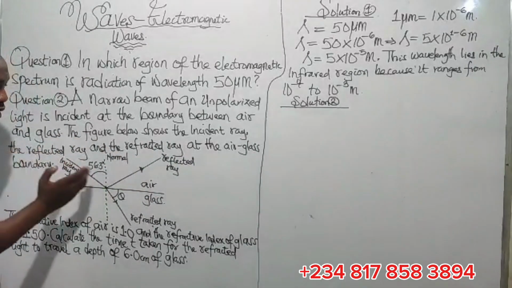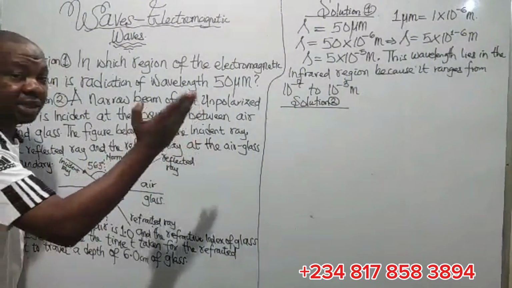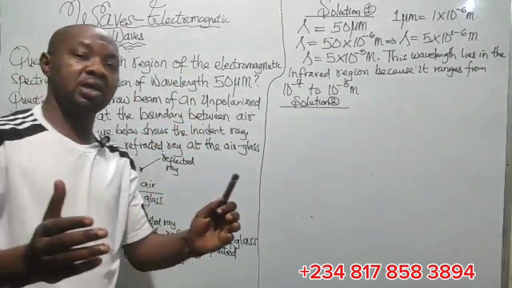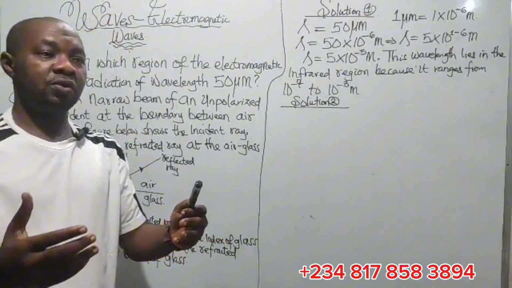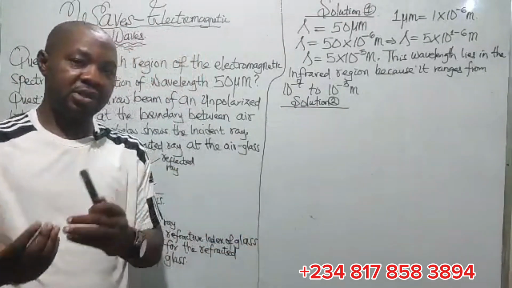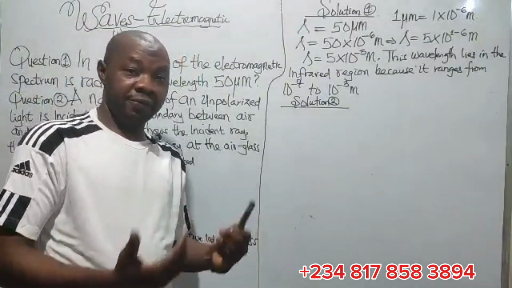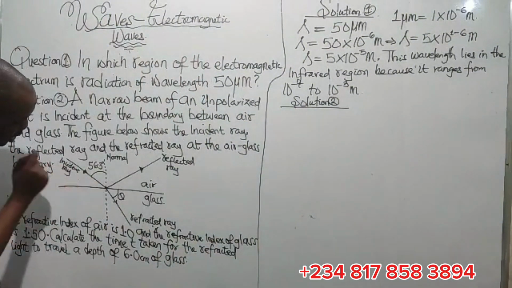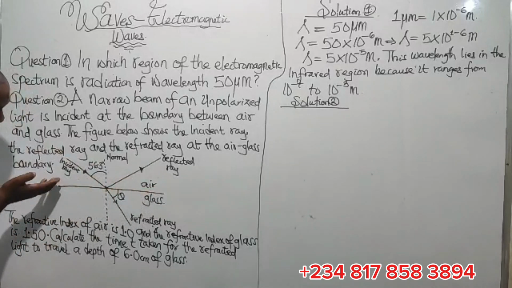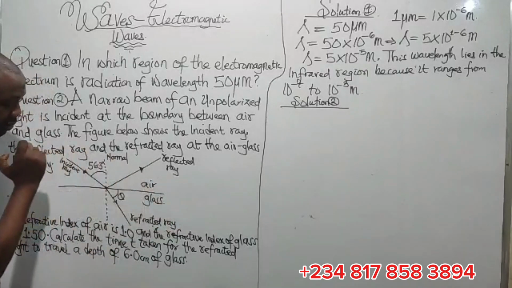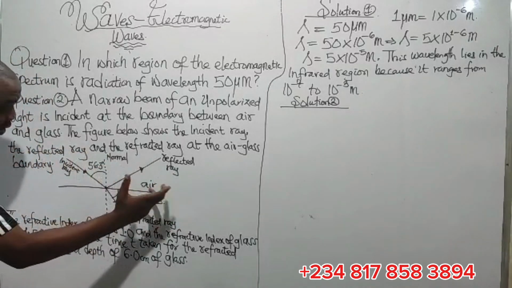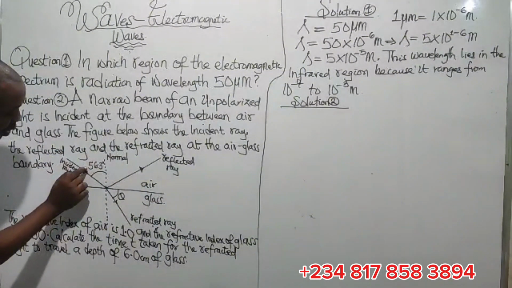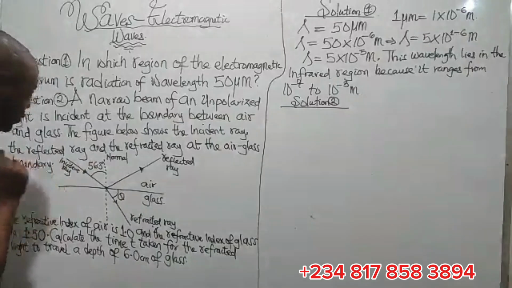The angle which the incident ray makes with the normal is 56.3 degrees. Then we have the reflected ray, and we also have the refracted ray. In refraction of light, light will be partly reflected and partly refracted. So when the light is incident at the interface separating the air and glass, the angle which the incident ray makes with the normal is 56.3 degrees.